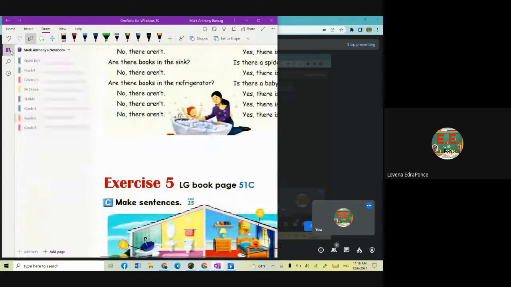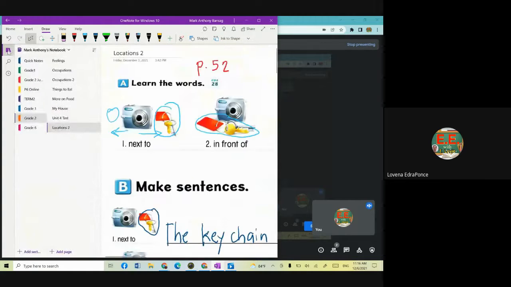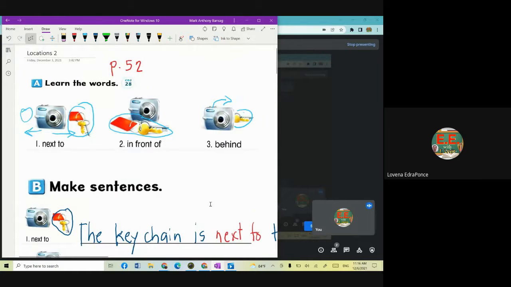And for our main topic, let's continue on page 52. So let's learn number one. Let's listen to this one. Page 52. Let's learn more. A. Learn the words.